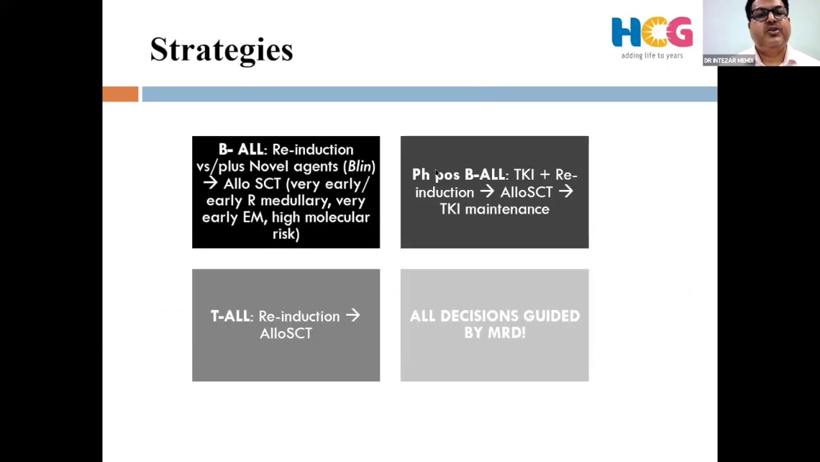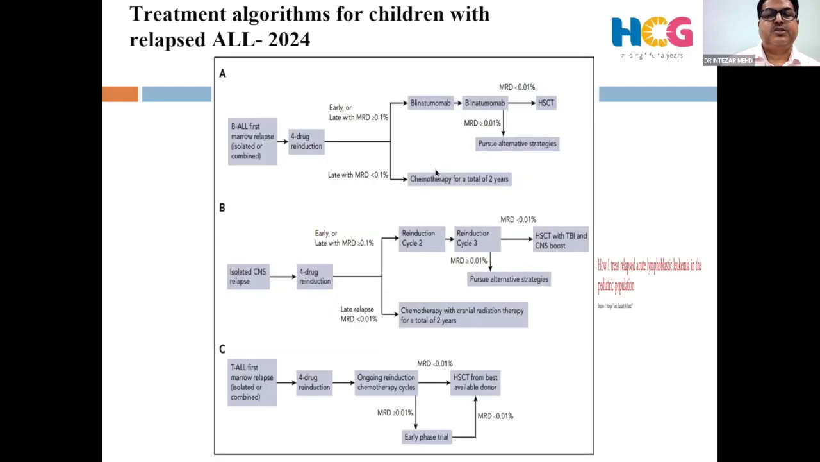So what are the strategies we are using in B-ALL? We are using reinduction plus novel agents, for example, blinatumomab or inotuzumab. And those patients who require allotransplant are very early disease, and Ph-positive ALL. We are moving towards the era of TKI plus reinduction. And in T-ALL, the majority of the patients require nelarabine-based treatment, and all decisions are guided by MRD. So you can see what is the difference in the last 12 years. Now you see in 2024 how we treat the ALL relapse patient.